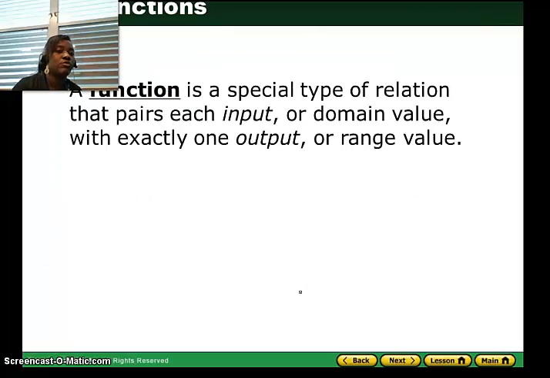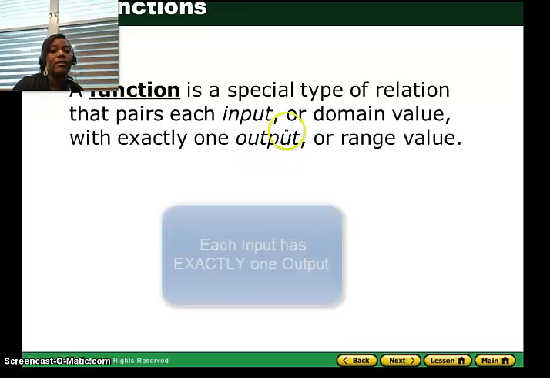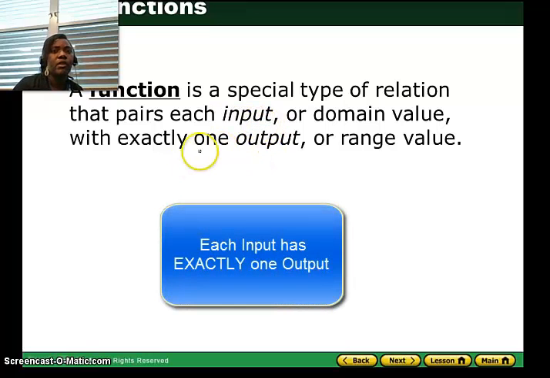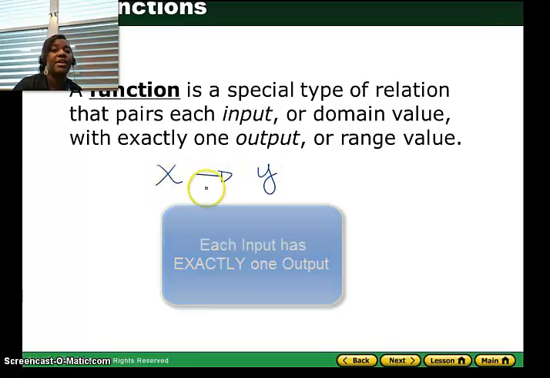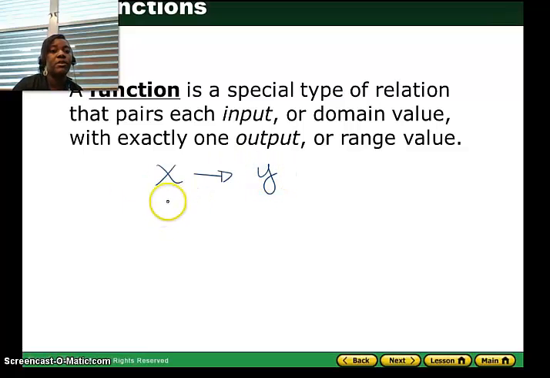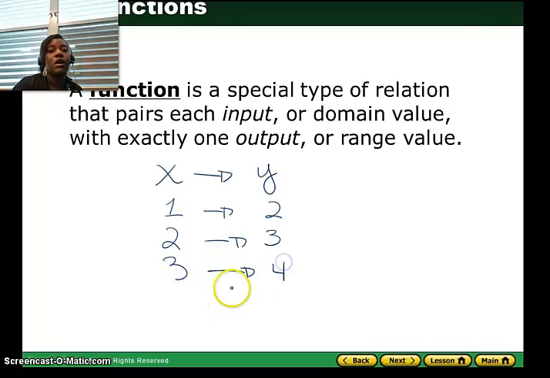Now we're moving on to what a function actually is. A function is a special type of relation that pairs each input, or domain value, with exactly one output, or range value. Basically, for each x that I put in, I get a y value. If I put in a 1, I might get a 2. I put in a 2, I get a 3. If I put in a 3, I get a 4. As you can see, what we are doing is +1.